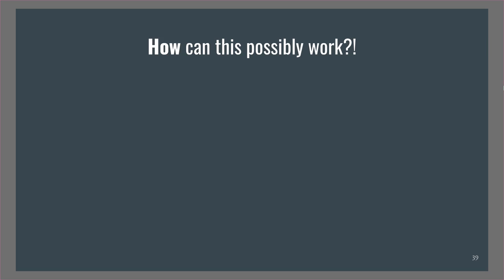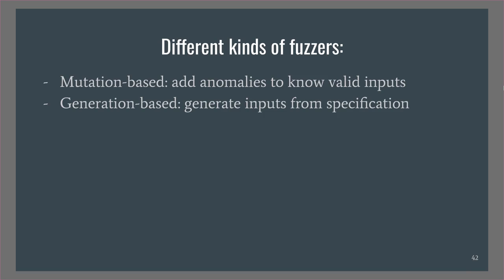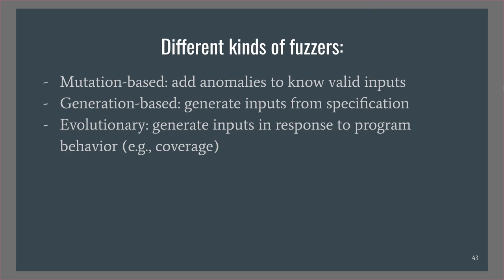Now that we've established how important fuzzers are, let's talk about how they actually work. And it's not just by feeding programs random garbage. There are different kinds of fuzzers. Mutation-based fuzzers mutate known valid inputs to make new inputs to the program under test. Generation-based fuzzers generate inputs from some specification. And finally, evolutionary fuzzers generate inputs in response to some observed program behavior, typically coverage.